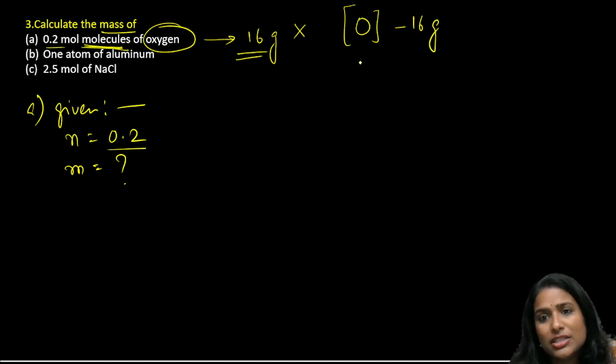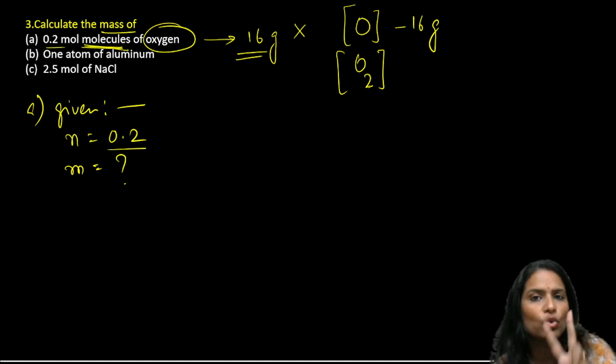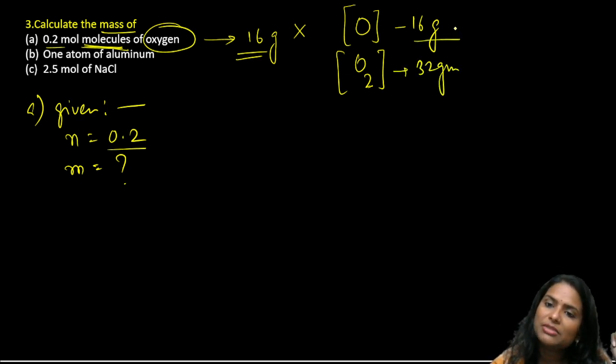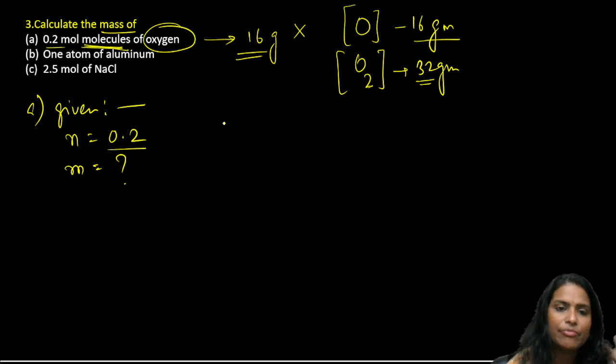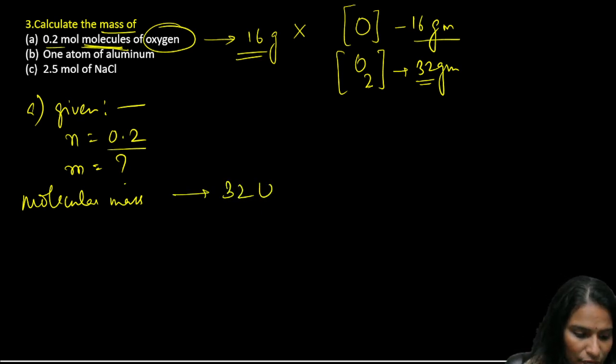See this word molecule. When we say oxygen molecule, it is O2. A molecule is formed by the combination of 2 atoms, right? So O2 mass becomes 32 grams. So the major mistake children make in this question is basically with the molecular mass of the component. So the molecular mass of oxygen will be 32 u. So molar mass, or gram molecular mass, if you take it in terms of grams, will become 32 grams, right?